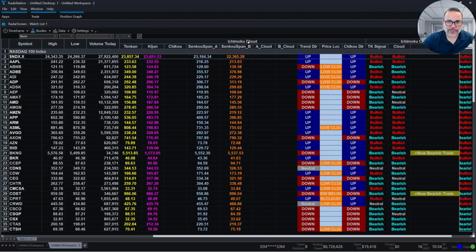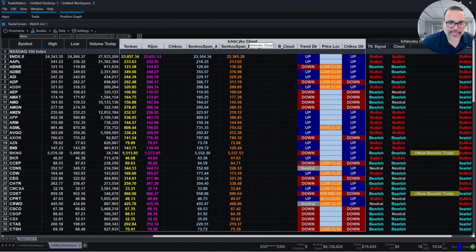Similar to this one, but this one, the Ichimoku Cloud, has other columns that probably you don't want taking up so much space. For example, the Tenkan value and the Kijun value, all these other columns, they may not be necessary. All you're interested in is whether we're above the cloud or below the cloud, whether the Chikou direction or the trend direction is up or down or neutral.